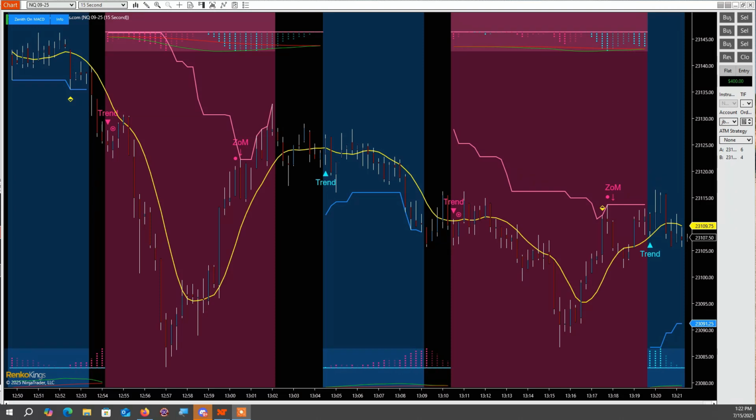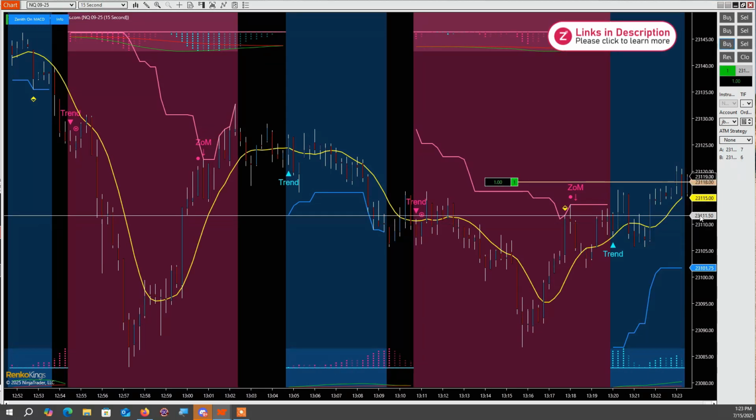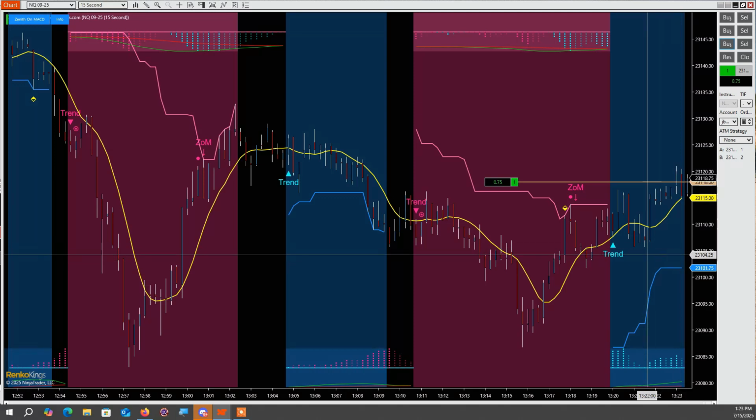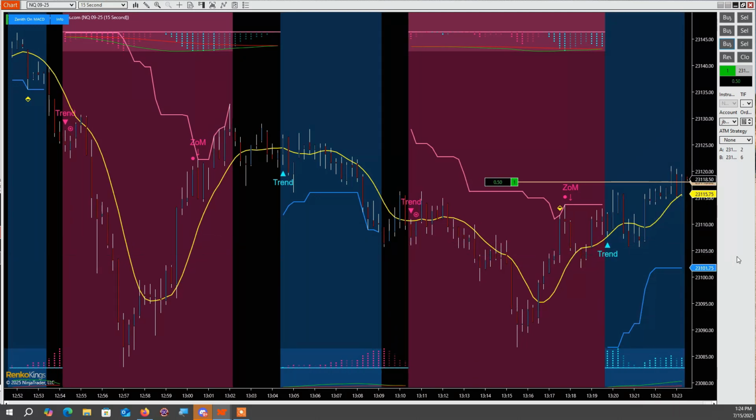Alright, let's see if we can catch one last trade. Going to be on the long side. Let's see if we can get a pullback deep enough for a MACD signal to trigger. So what I'll do is I'm going to enter with one. Order submitted. And then if we get a MACD signal, I'm going to enter with another one.